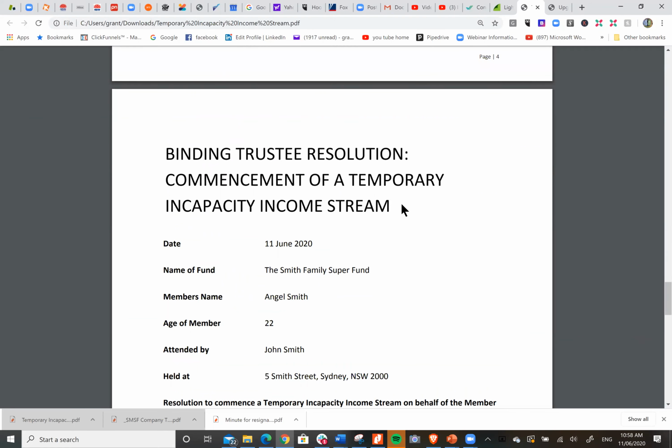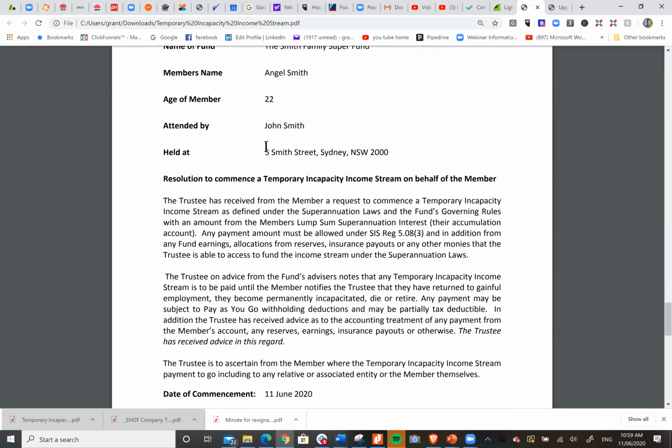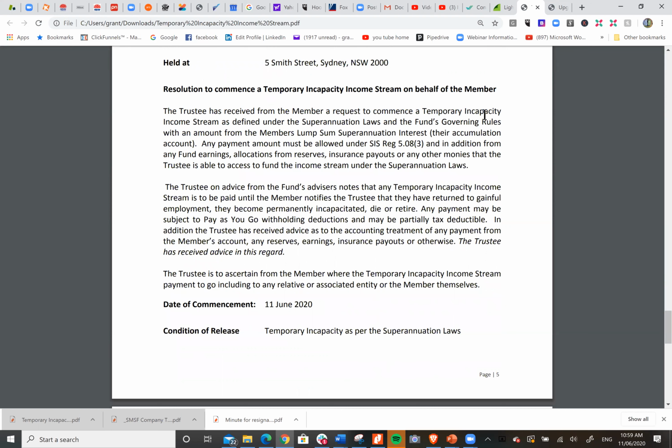Binding trustee resolution, commencement of temporary incapacity income stream, 11th of June. So she's applied. Next stage is they've had a meeting, bang, and they're ready to pay it. So Smith Family Super Fund, Angel Smith, age of member 22, attended by John Smith. And I think it should have actually been Sally. I must have dropped that off as well. So 5 Smith Street. The trustee has received from the member a request for commencement. The trustee, on advice from the fund's advisors, notes that any temporary incapacity income stream is to be paid until the member notifies the trustee that, and so on. Any payment may be subject to PAYG and could be partially tax deductible.